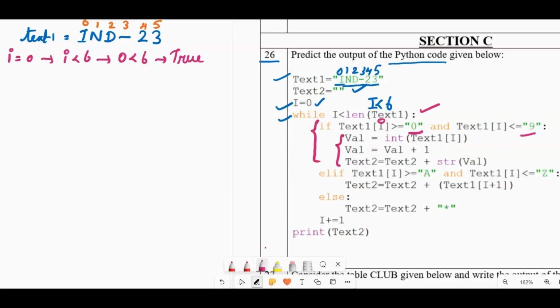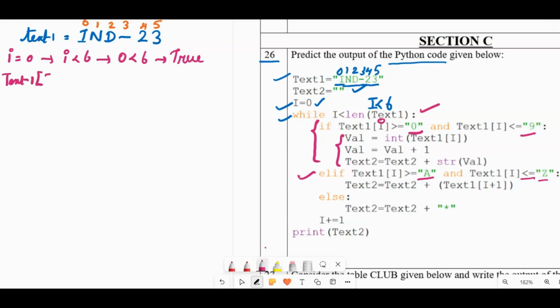So the 3 statements under the if will not run, and control moves on to the elif part. Under the elif part we are comparing alphabetical characters: text 1 of I greater than or equal to A, and text 1 of I less than or equal to capital Z. So these are comparing alphabetical characters. Likewise we can compare it now. I am writing this elif statement here on the side.